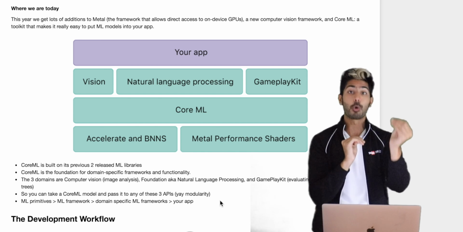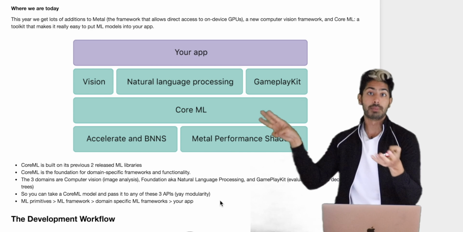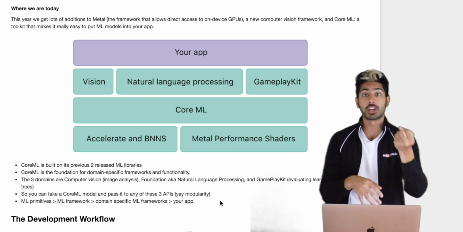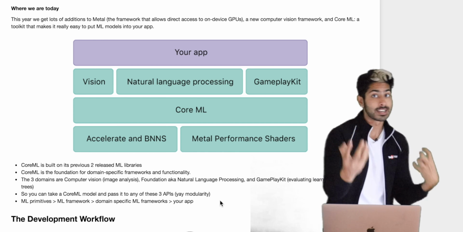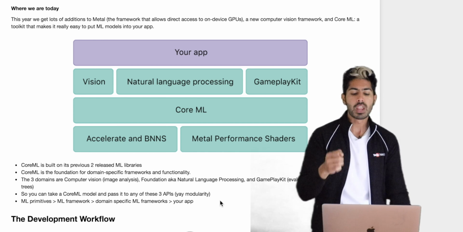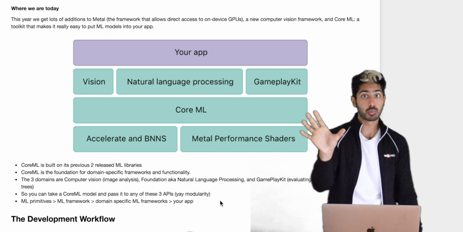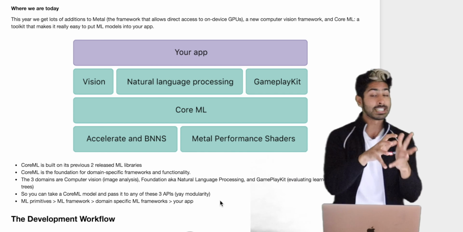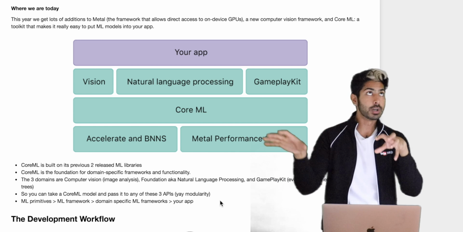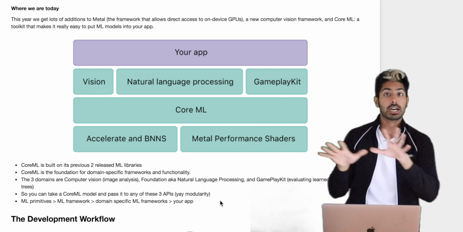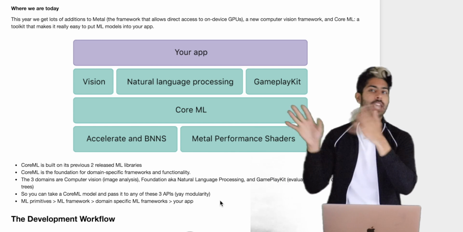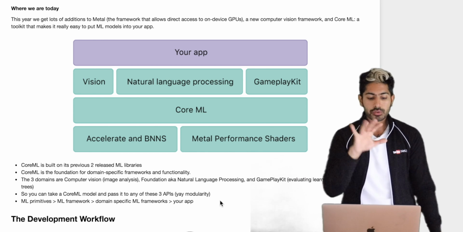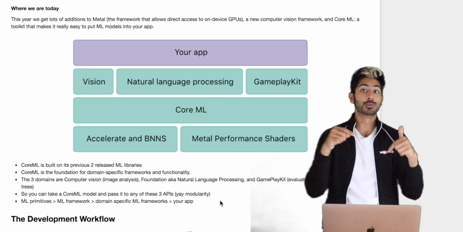And then on top of CoreML, they built three other APIs. One is called Vision, and it's for all of your image analysis tasks, object recognition, classification. And then there's Foundations, which is for natural language processing. That's for sentiment analysis, predicting the next word in a sequence, all sorts of text-related machine learning. And then there's Gameplay Kit, and it allows your app to evaluate decision trees. So those are the three domains that build on top of CoreML.